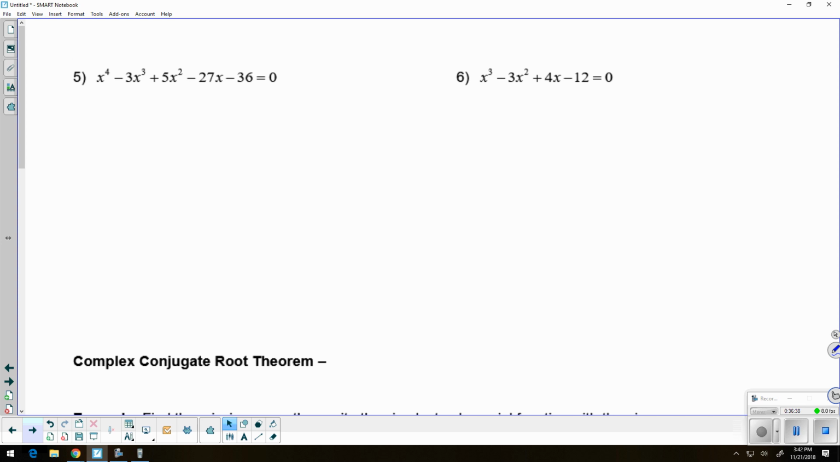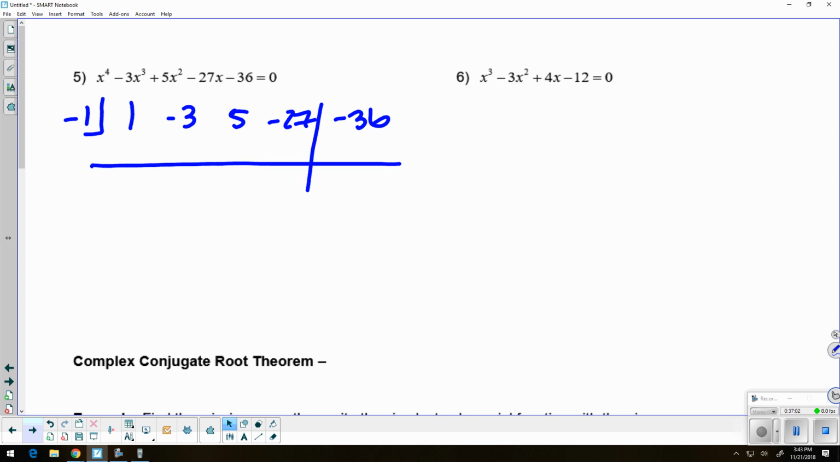And on the next page, doing the same thing over again. So listing out the possible solutions for 36, there's quite a few of them. I'll just go ahead and skip ahead. The one that I found in the calculator was negative 1 to use. So if we do negative 1, going through doing synthetic, you'd have 1, negative 3, 5, negative 27, negative 36.